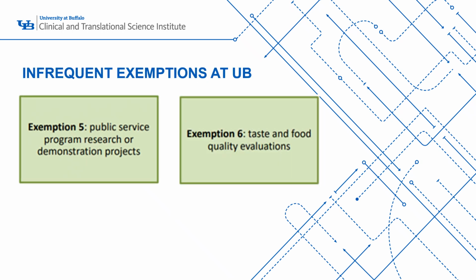Exempt Category 5 and Exempt Category 6 are two exempt research categories that are very infrequently used at UB. Exempt 5 is research and demonstration projects which are conducted or supported by a federal department or agency, and Exempt Category 6 are taste and food quality evaluations.